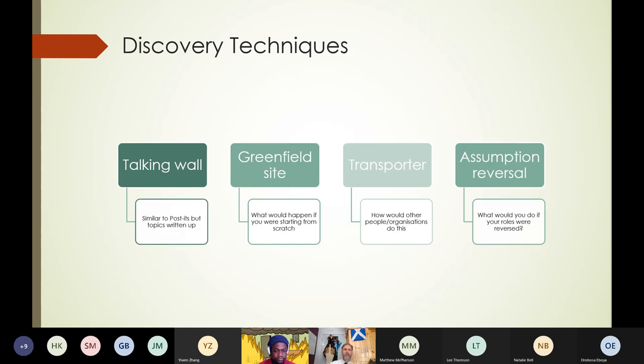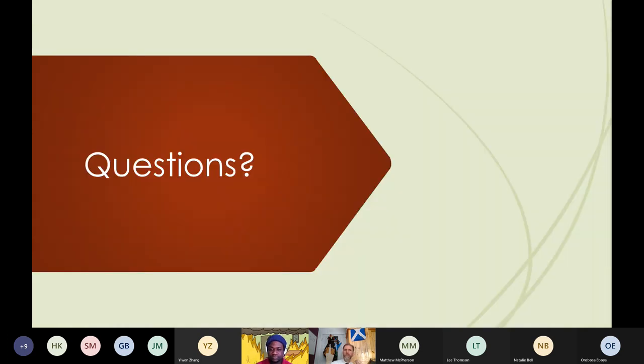So we can do things like talking walls. So instead of the post-it, you get, you know, those big display paper things and you just write it up on there. You get people to think what would happen if the business didn't exist. So it's the old joke, the guy driving through Ireland saying, can you tell me how to get to Donegal? And the guy hanging over the gate just looks at him and goes, yeah, I wouldn't start from here. You can do that in a business sense. What would you do if you wanted this business but didn't have all the baggage around you? How would other people do it? What would you do if you were doing the exact opposite? So all of these things can just help to spark discussion and get people thinking.